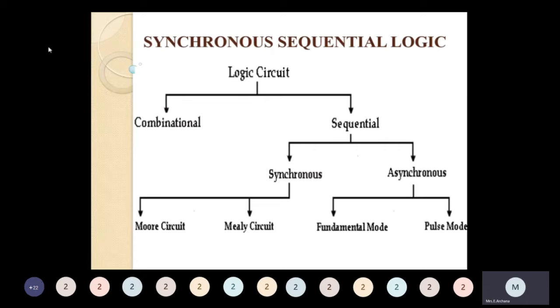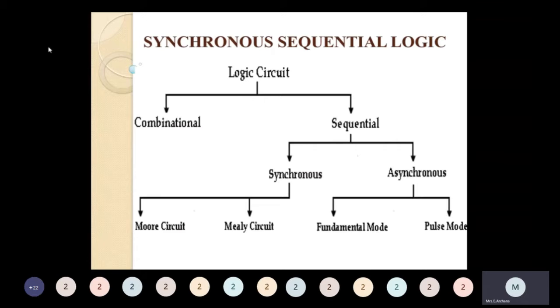In case of a sequential circuit, the output at all times depends on the present input and also the past history of inputs. That is called a sequential circuit. So, combinational does not have any feedback path, but in sequential it depends on the past history of input, so we require a memory element to store those values.